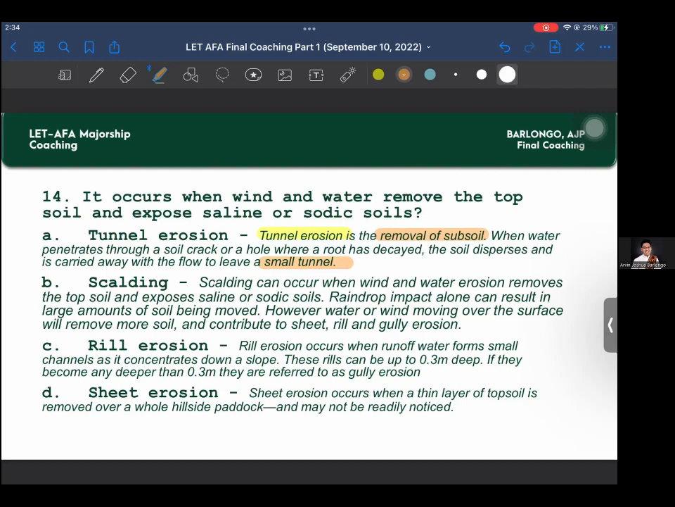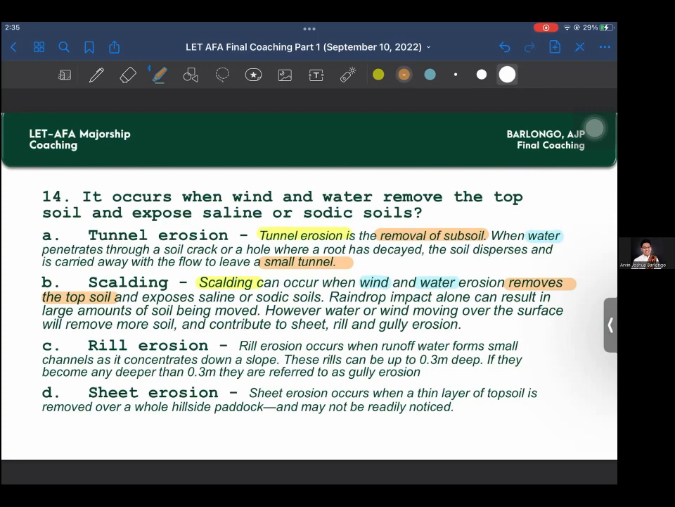Okay. Ngayon, ang scalding, ito na yung answer natin, is meron siyang agents. Ito yung kanyang agents. Ang agent ng tunnel erosion ay water. Diba? Ang agent naman ng scalding is wind and water. Tapos, nire-remove lang niya yung topsoil. Removal of topsoil. So, tunnel erosion, removal of subsoil, scalding. Ang element ay wind at saka water. Ayun yung mga agents of erosion. Tapos, nire-remove niya ang topsoil.